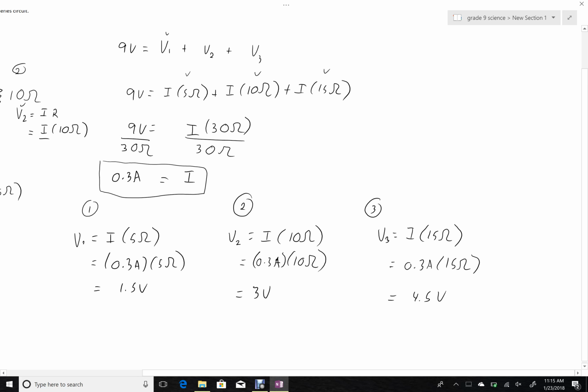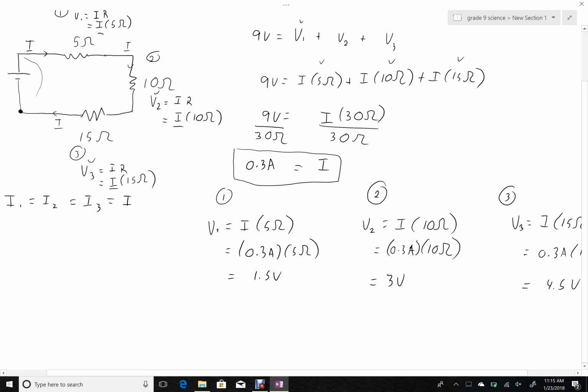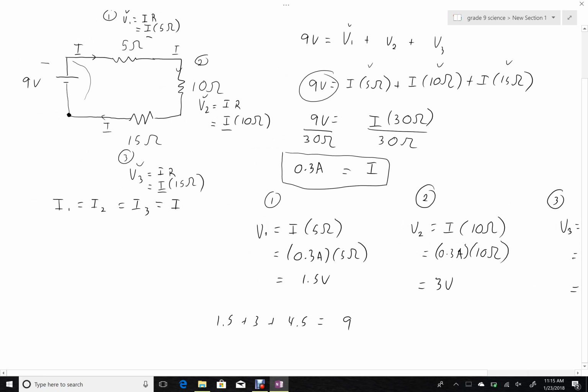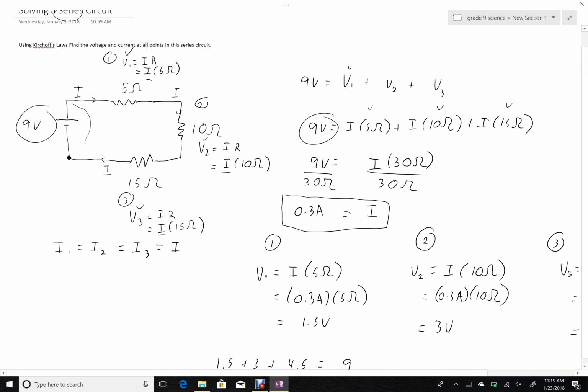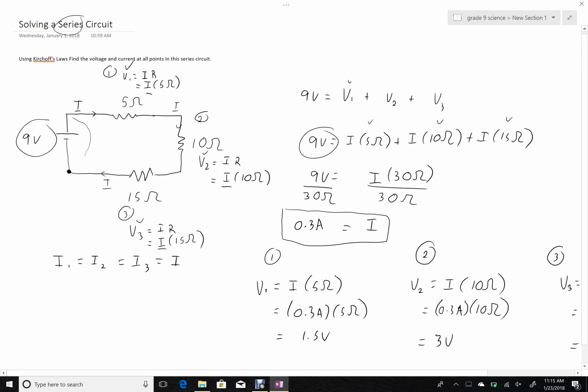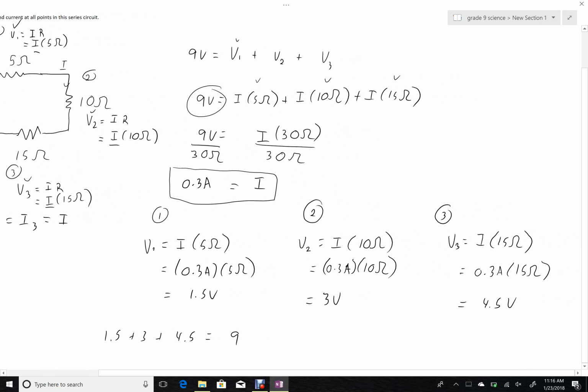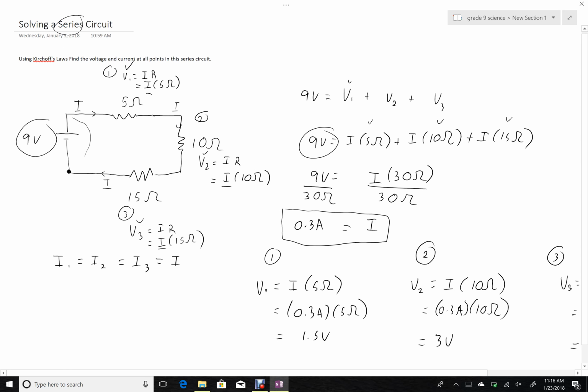I can check that this satisfies my Kirchhoff's law by recognizing that 1.5 plus 3 plus 4.5 adds up to 9, which was the total voltage on my battery in the first place. So I found the voltage at each one of these resistors, the current at each one of these resistors, and so you can say that I have solved this electrical circuit. So that's how you exploit the common current in a series circuit to solve a series circuit.